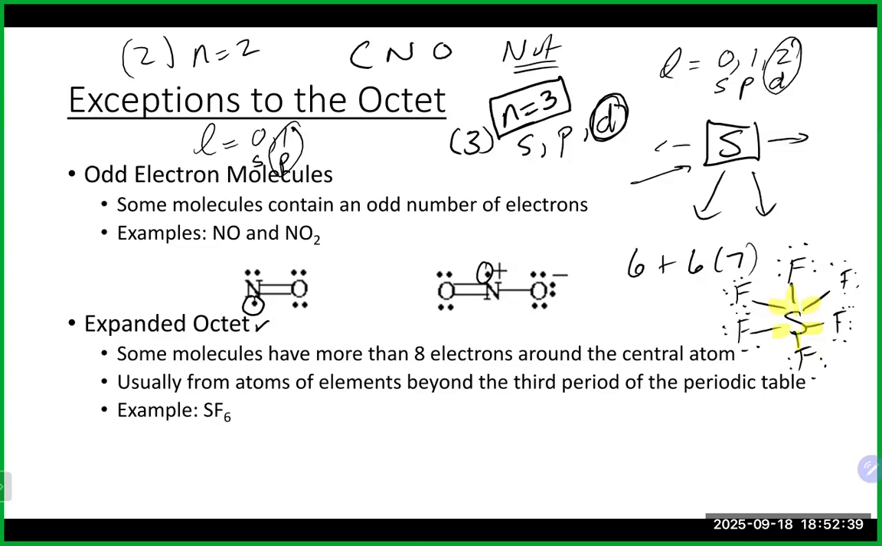Out of those 3, probably the expanded octet is the one you'll see the most, followed by probably the incomplete octet. The odd electron one is probably not too often in this class. You'll come across it, but it is one of the 3 sort of exceptions.